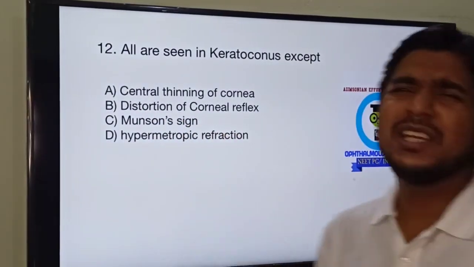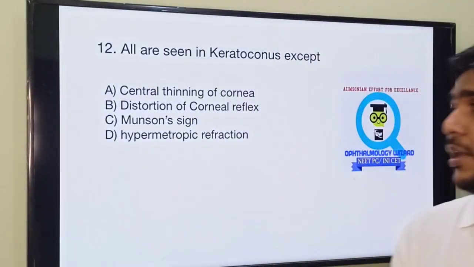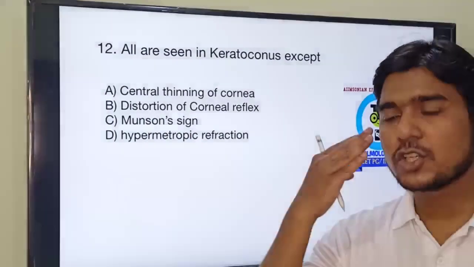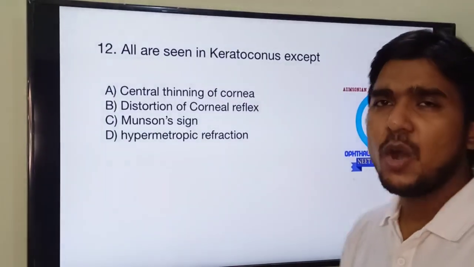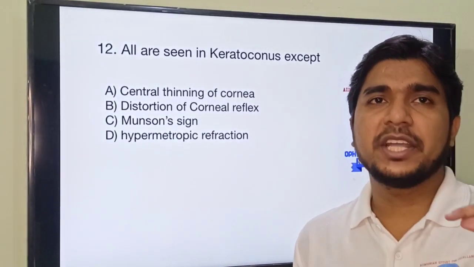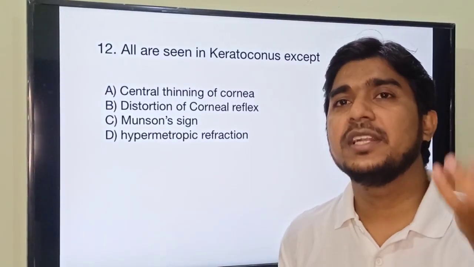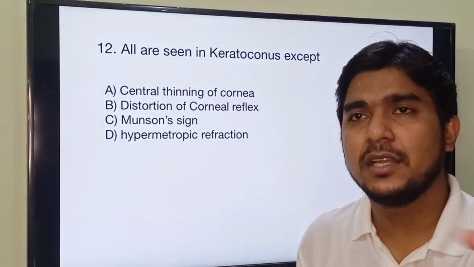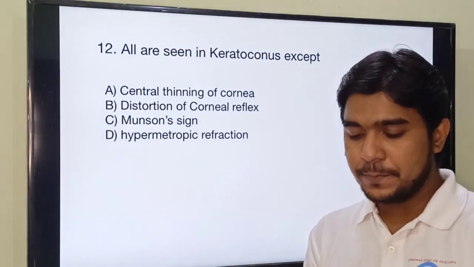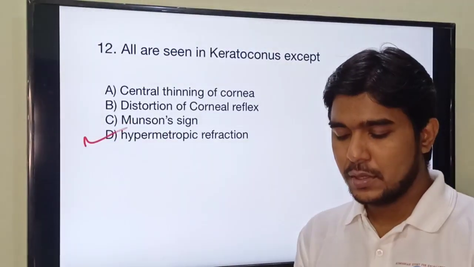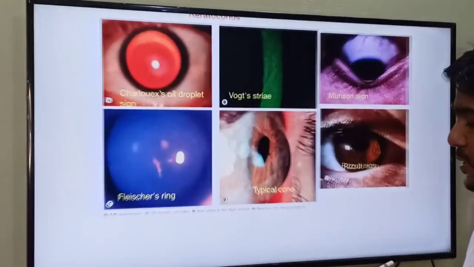Distortion of the corneal reflex: obviously, if the cornea is distorted, conical, with ectasia, corneal reflexes will be deflected. Munson sign, everybody knows that. When you ask the patient to look down, there is a V-shaped formation of the lower lid. If there is a conical ectasia, the axial length is increasing, right? That's why if there is a shift, it has to be a myopic shift, not hypermetropic. So the answer is hypermetropic refraction.